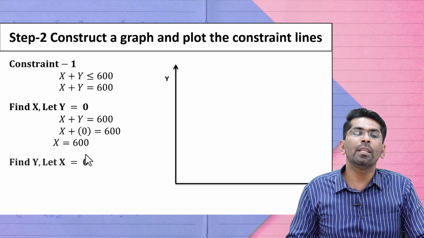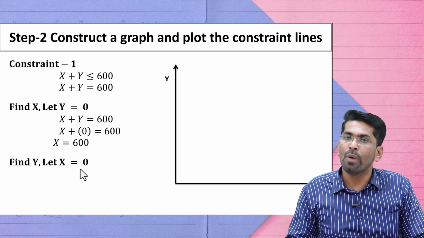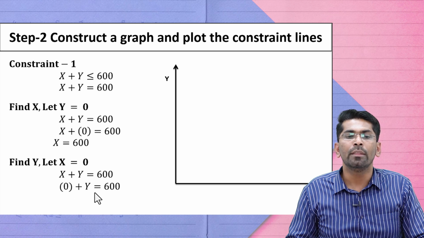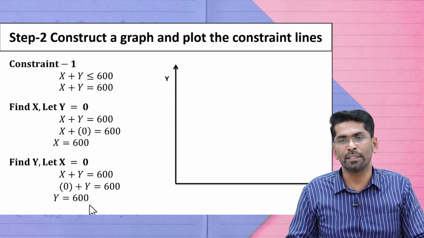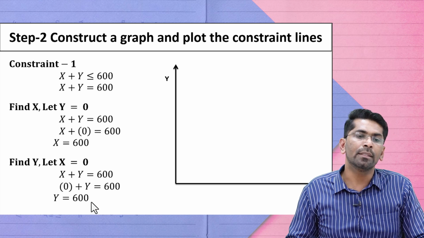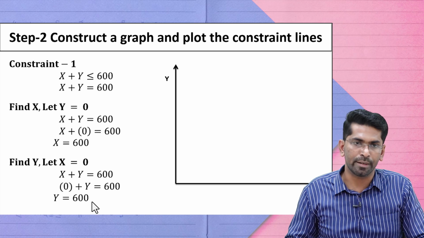Similarly, by assuming the value of x is equal to 0, what is the value of y here? We have x plus y equal to 600. So substituting x equal to 0, y is also 600. So we have another coordinate point of the given constraint 1, that is when x is equal to 0, then the value of y is equal to 600.